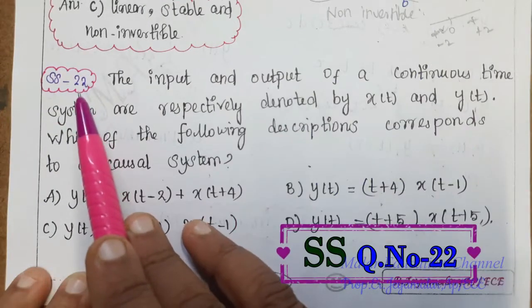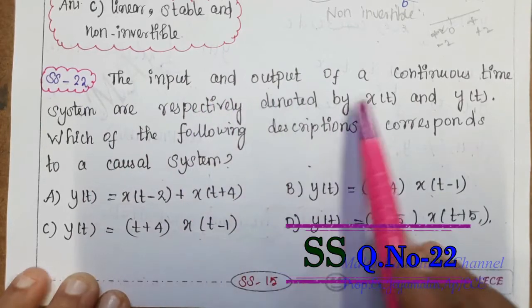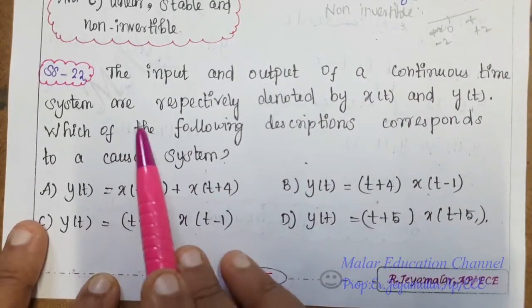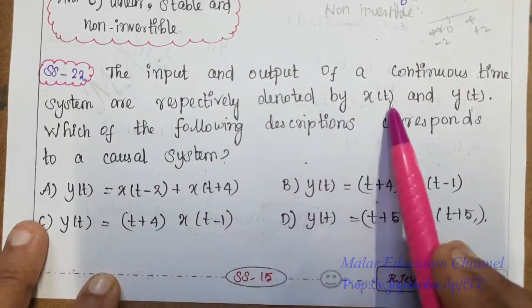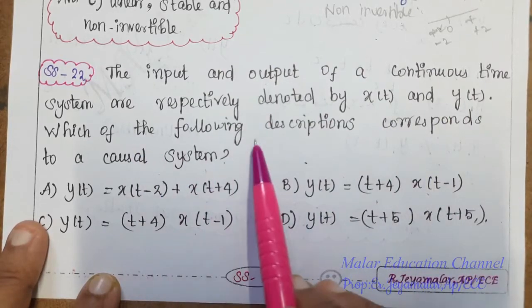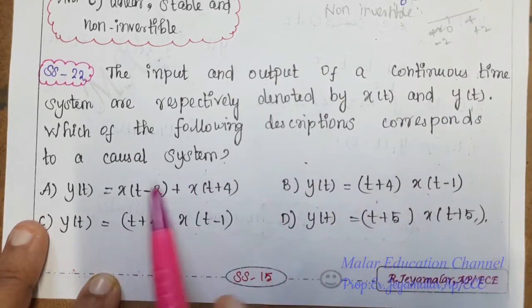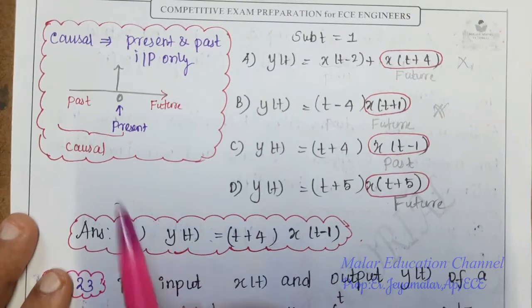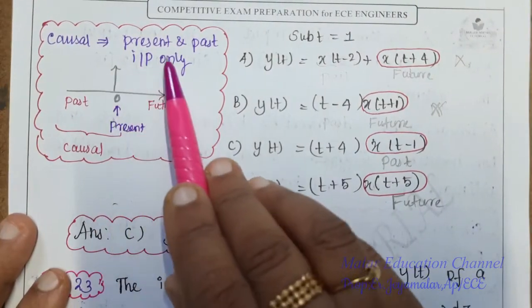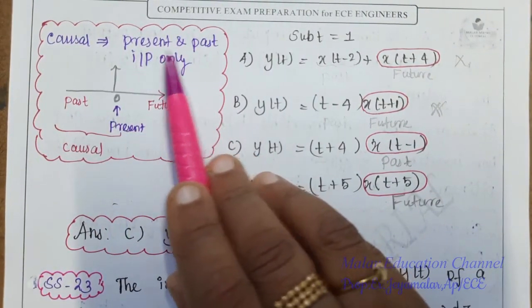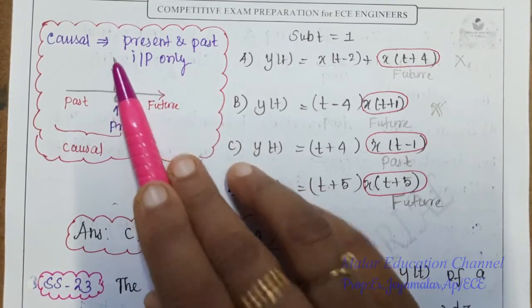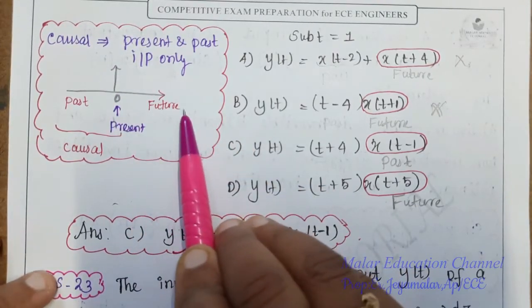Signals and systems question number 22. The input and output of a continuous time system are respectively denoted by x of t and y of t. Which of the following descriptions corresponds to a causal system? We know a causal system depends on present and past. Future means a non-causal system.